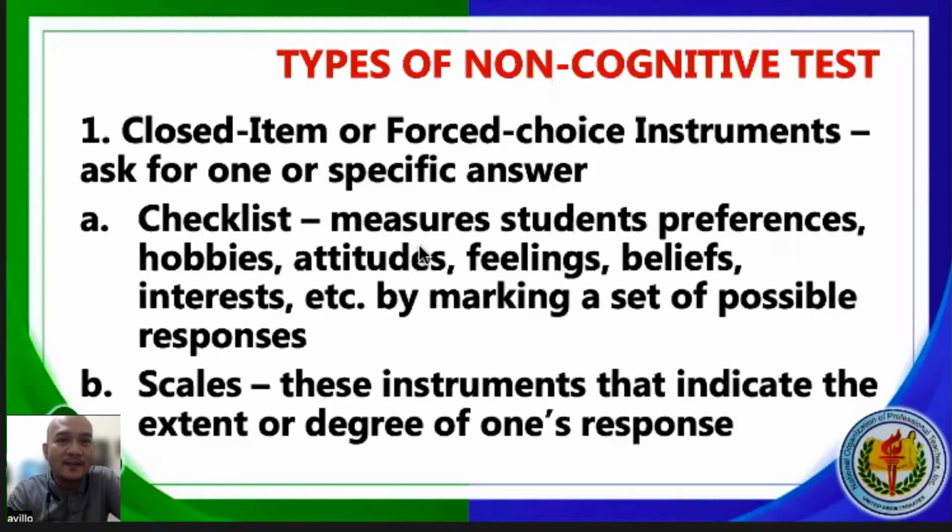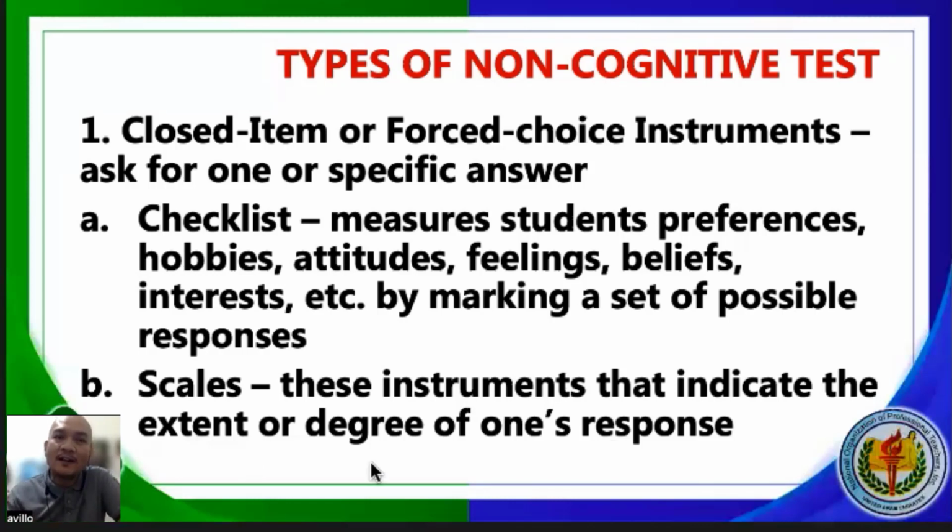Okay? It measures students' preferences, hobbies, attitudes, feelings, belief by marking a set of possible responses. Checklist. Pwede rin kasing ibigay yun, pero this is a non-cognitive. Scale. Yung may scale 1 to 5, scale of 1 to 10, i-rate mo si ganito 1 to 10, rate the degree. So, pag scales kasi, these instruments indicate the extent or degree of one's response.